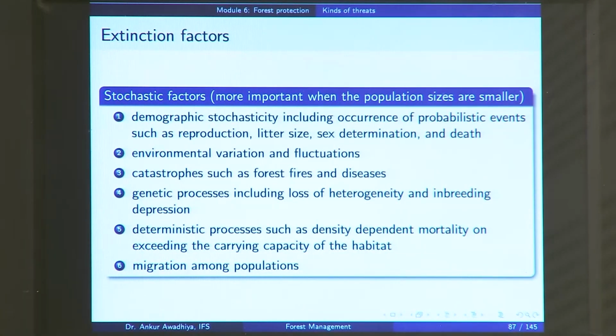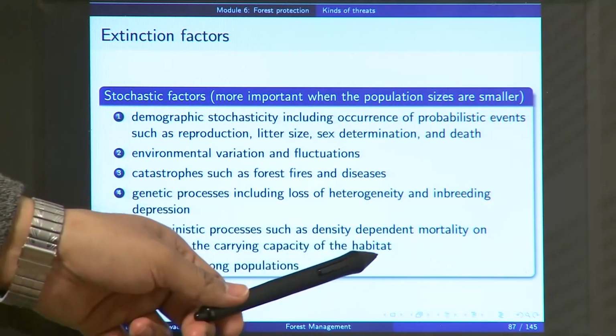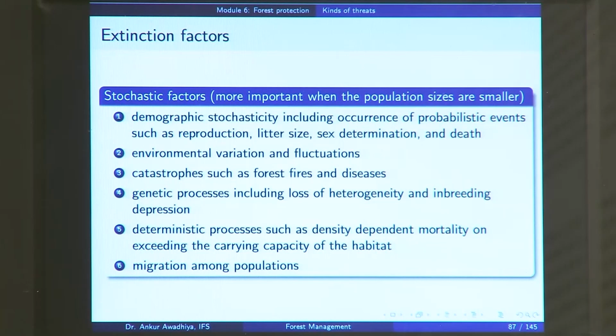or deterministic processes such as density dependent mortality on exceeding the carrying capacity of the habitat. What we are saying here is that you have a very small population, but this small population is in a very small area, and so the density of the population in that small area is very high. Because of the high density, there will be certain mortality happening, just because the population size is small. So, you have a large density, but the size is small. So, this mortality will be able to wipe off the population.